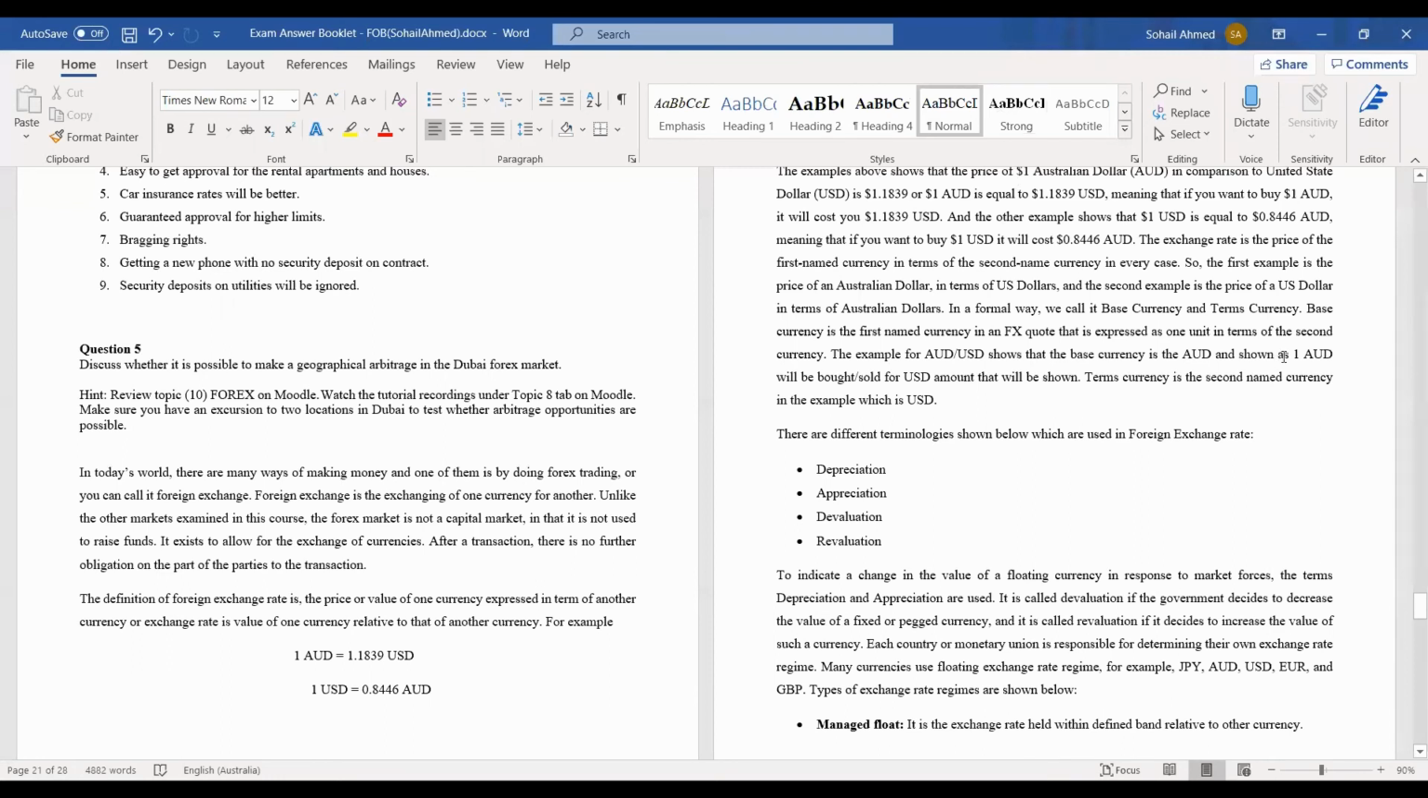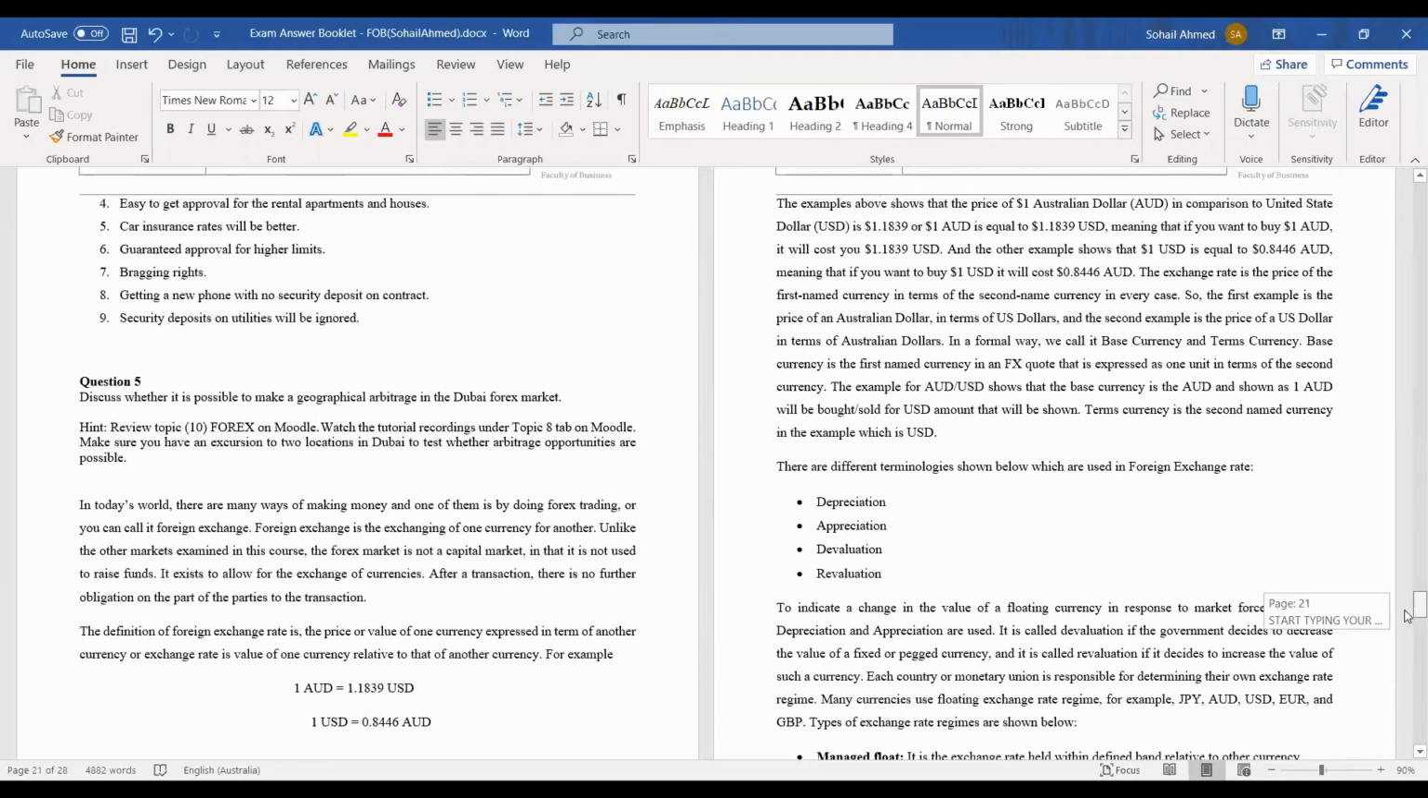Question number 5. In today's world, there are many ways of making money, and one of them is by doing forex trading. The definition of forex exchange rate is the price or value of a currency expressed in terms of another currency. As you can see, it says that 1 AUD is equal to 1.1839 USD. This means that if you want to buy 1 Australian dollar, it will cost you 1.1839 USD. And same with the other one. If you want to buy one USD, it will cost you 0.8446 AUD.